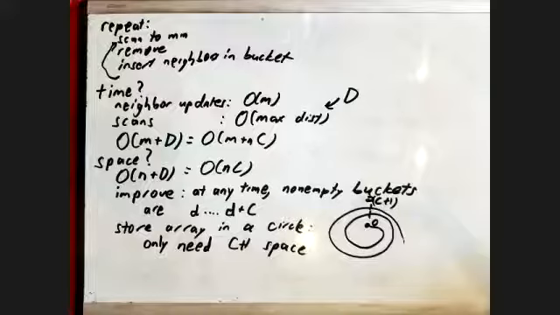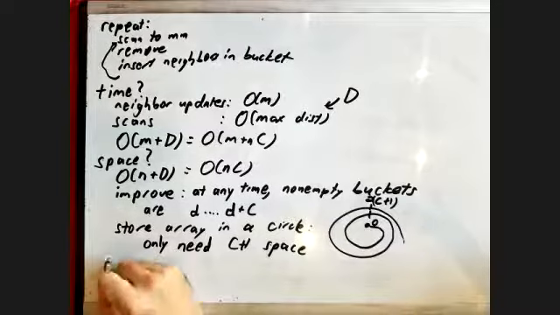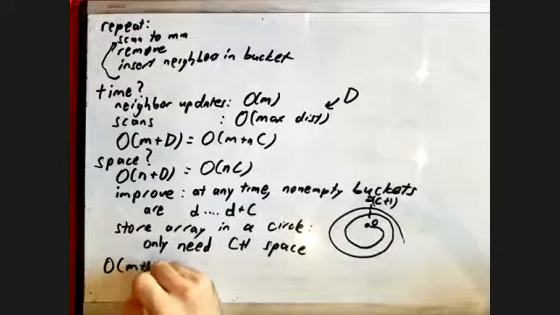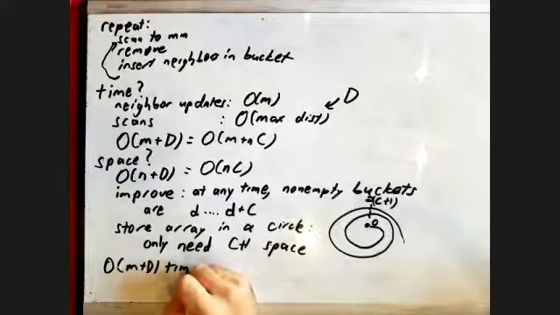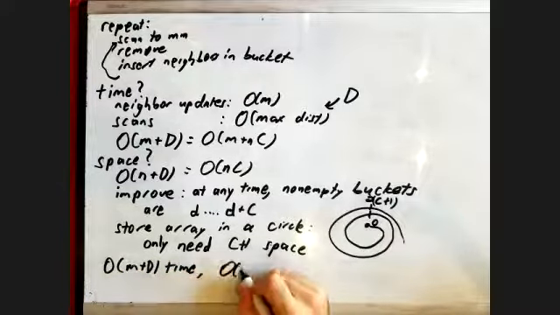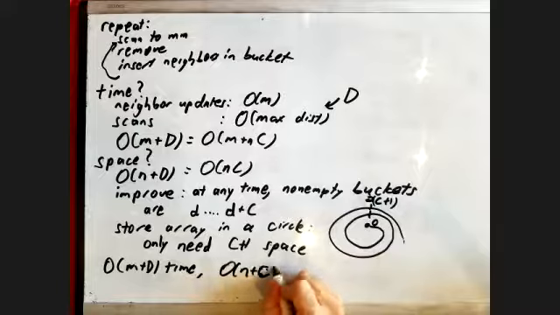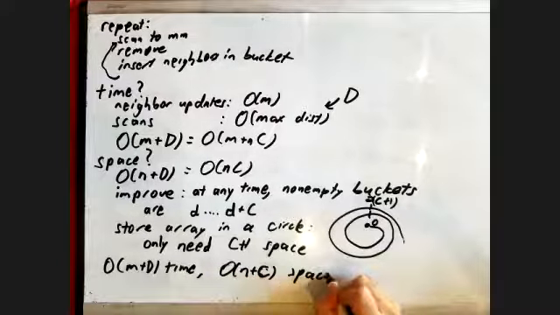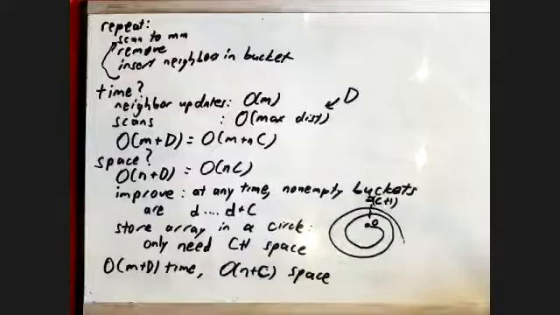So that's constant. So now we really have a perfect algorithm, right? It uses a constant amount of additional space plus the N for the vertices themselves, and it uses linear time plus the max distance, right? So in summary, it's order M plus D time and order N plus C space. Wait, but, oh.